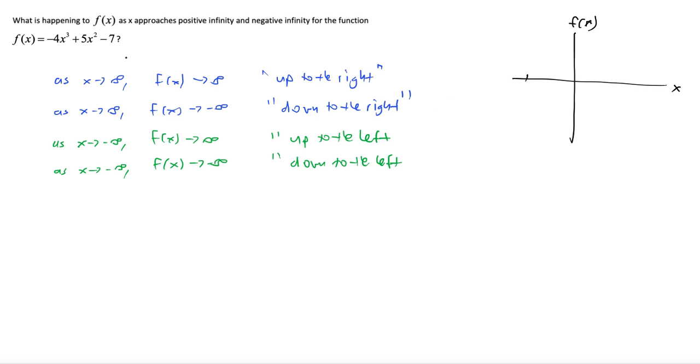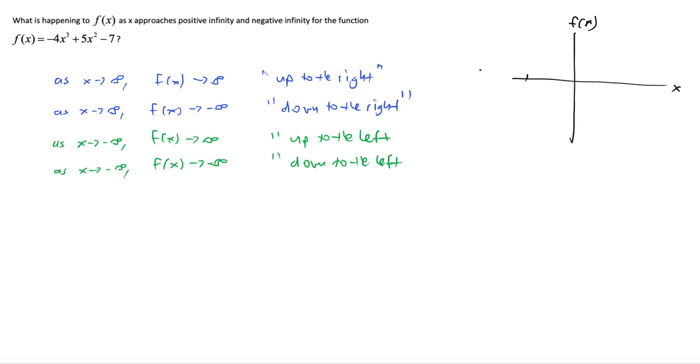Now we should mention, it's only the leading term that matters. The fact that this is to the third power and this is the second power, the key is as x is getting really large, the leading term is the one that's going to dominate. I'm not saying that these terms don't matter. These terms determine what happens inside, but the leading term determines what happens at the end.